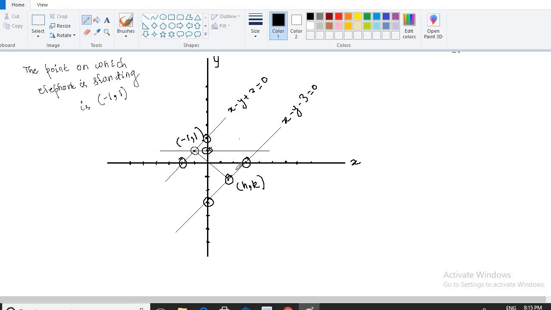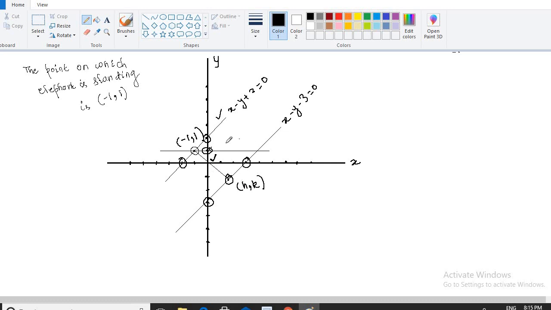So one point is already given. First of all, we are going to find this (h, k). To find this (h, k), we can apply one more concept: we already know the slope of this line, and whatever the slope of this line is, if you multiply the two slopes you are going to get minus 1. By using that concept, you can find the value of (h, k).